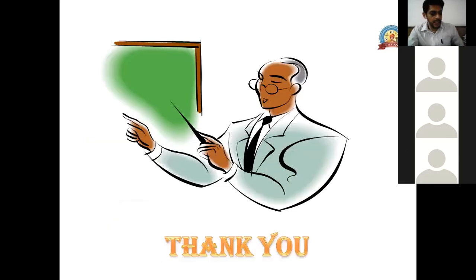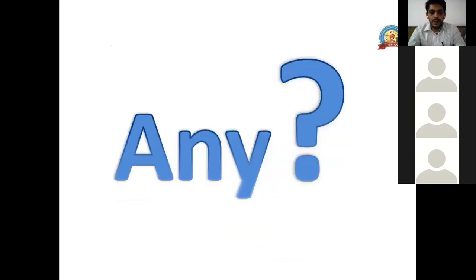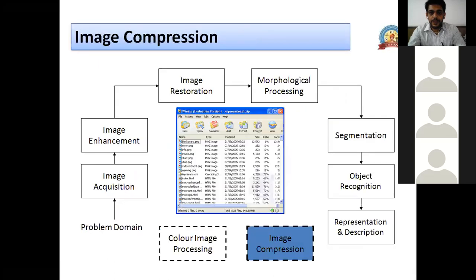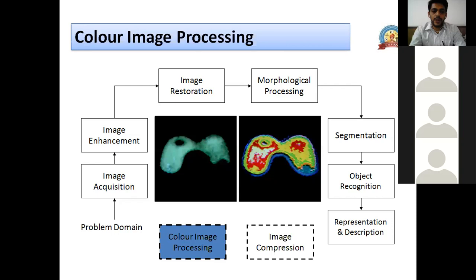So that is it. Any doubts? So these are the key components of our digital image processing. Any doubts? I would appreciate it if you have any doubts. I hope you have understood all these stages.